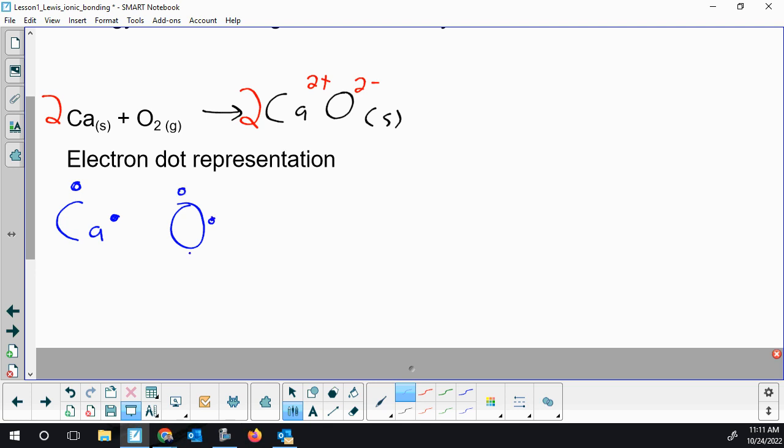1, 2, 3, 4, 5, 6. Oxygen has 2 singles. There are 2 sort of boxes or orbitals that are missing an electron. Well, oxygen needs 2, calcium's got 2 extra, and there's going to be a transfer from the calcium to the oxygen. So now, what do the Lewis symbols look like for our products?